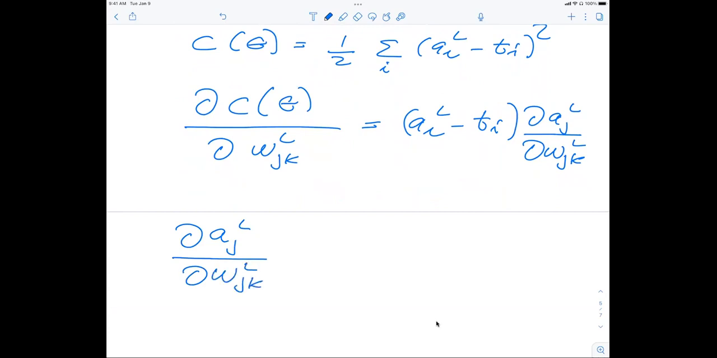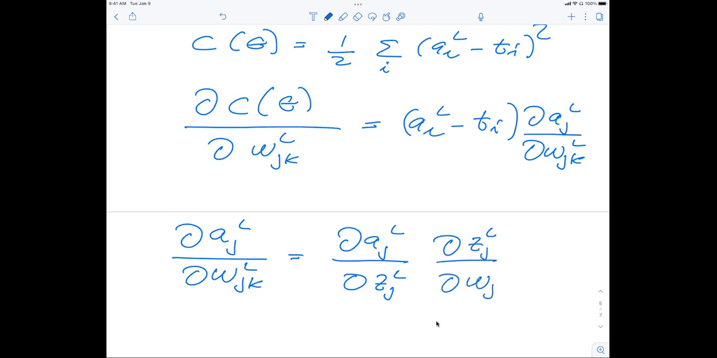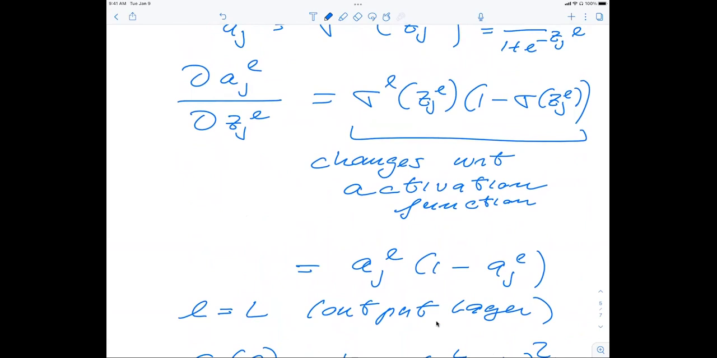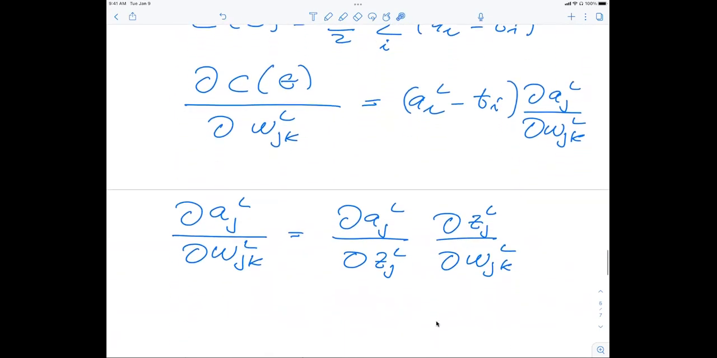dWjk of L, we can rewrite that as d of aj of L, and then we have an intermediate step which we know the results of. We actually did that just a few lines ago, and this is given by Wjk of L. And you see now that if we go up a little bit, we have already calculated this quantity here. So that's what we would need to plug in here.